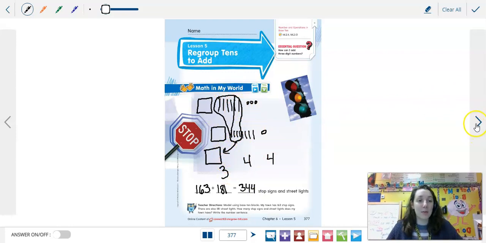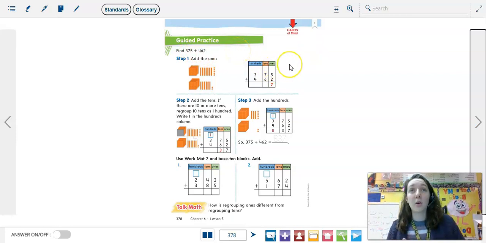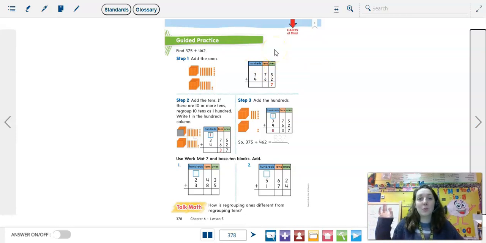So let's talk about this in a little more detail, let's be a little more explicit. Let's find 375 plus 462. Step 1, add the ones. You always start with the ones and work your way up. I don't care if you're adding 5 plus 2 or if you're adding a million plus 2 million and 3. You always start with the ones and move it up. So adding the ones, we have 5 plus 2 is 7.